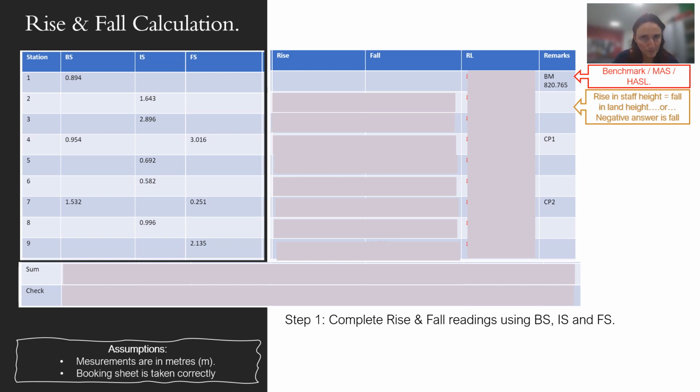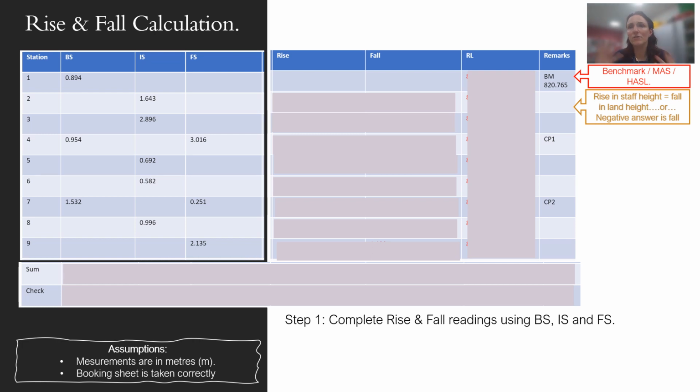So there's a bit of a rule. The way I like to think of it is, if I'm at my line of collimation, like my eye level, and I'm reading a staff reading and say it's 0.894, and then the staff reading increases to 1.6443, which means that the ground has dropped, the ground has fallen. So that's the idea: if you've got an increase in staff height, it means there's a fall in the land height. The land is going more towards the sea, right?